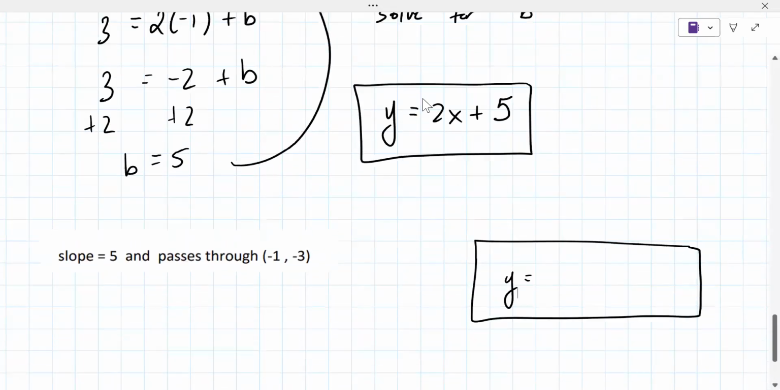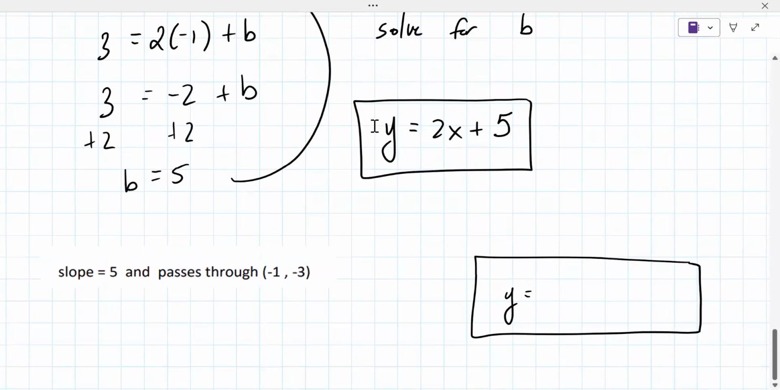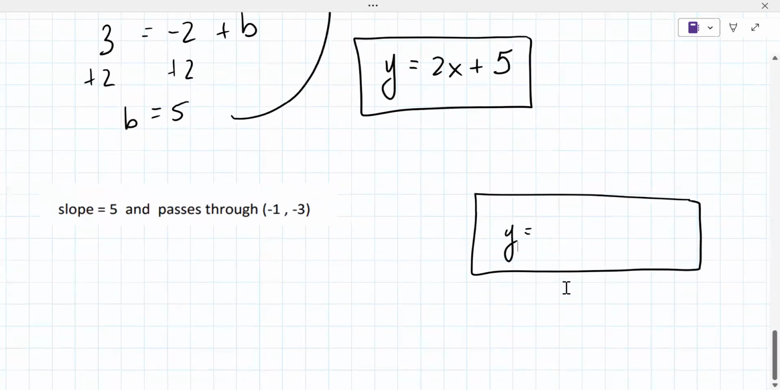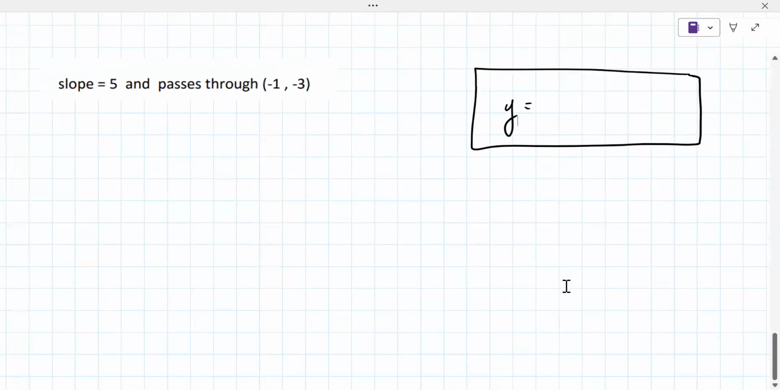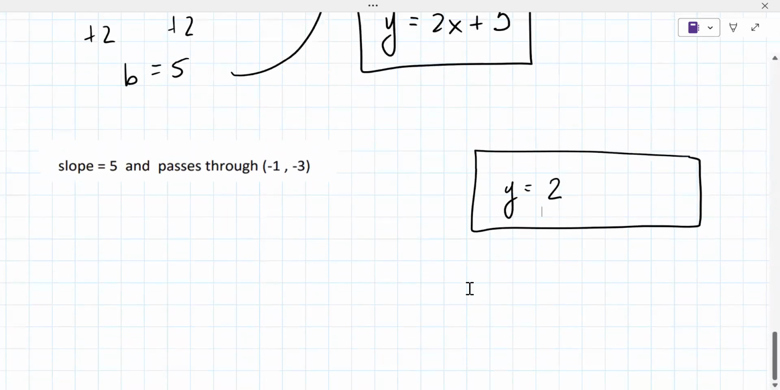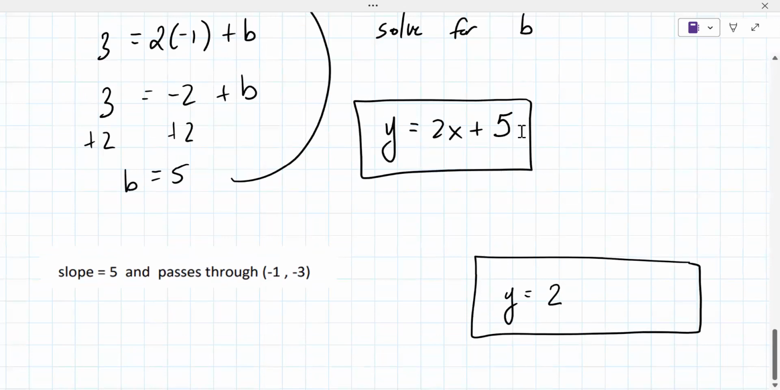And if you're not sure what I'm referring to, look up here where we did the previous problem. I boxed in the final answer. Like that's what I'm looking for here. What is your final equation? 2? So just one number. Is that what I have here?